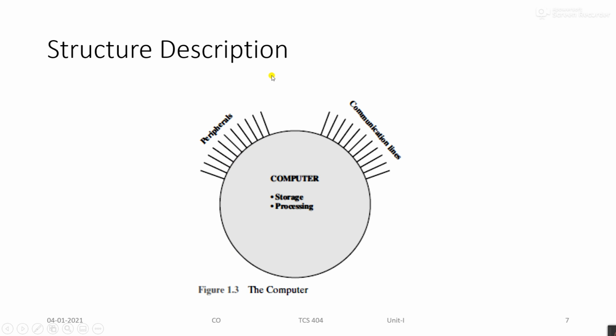Next is, from a structural point of view, how we can see the computing system. A computing system can be seen as a storage and a processing system. There are many peripherals attached to it, and these peripherals may be input and output devices, maybe Ethernet, maybe internet, maybe Wi-Fi, maybe your mouse, maybe your printer, maybe your scanner. These peripherals are interfaced with the computing system. A computer system has two things, one is storage and one is processing, and another thing which is important for us is the communication line.